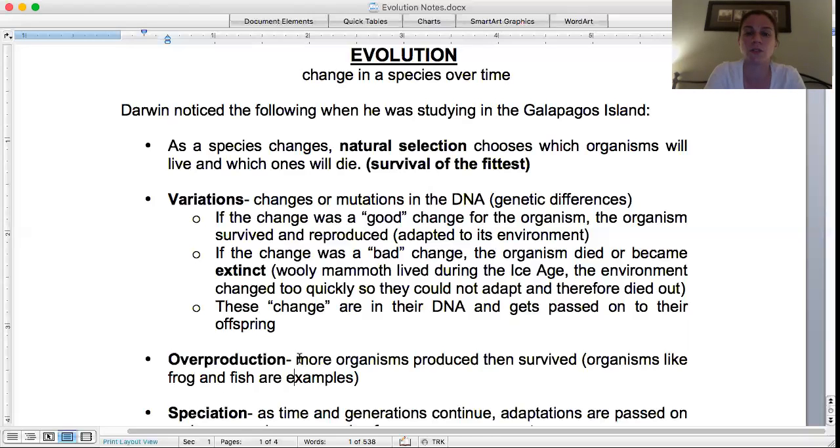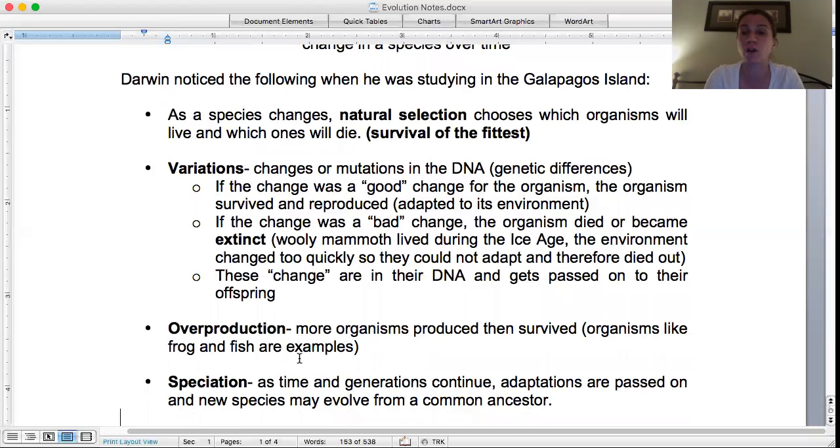He also noticed this concept of overproduction. So many organisms in this world actually produce more than what they need. Perfect example, if you think of sea turtles. If anybody's ever seen what happens with sea turtles, the sea turtle comes on the land, they lay their eggs, they cover their eggs, and then they go back out to sea. And when the eggs hatch, I'm sure you've seen the video, these little things scampering around to go to the water.